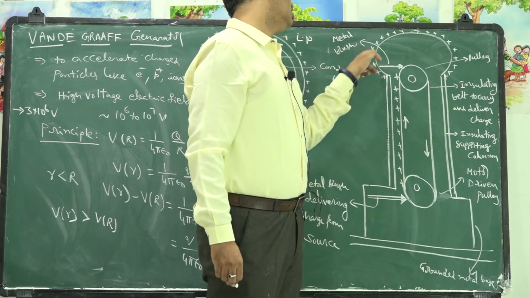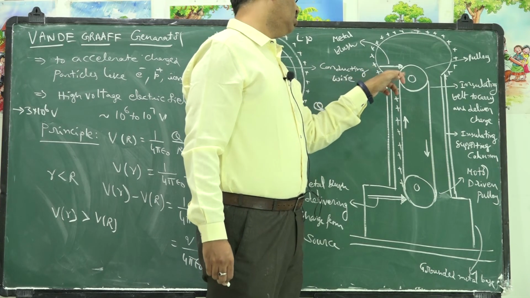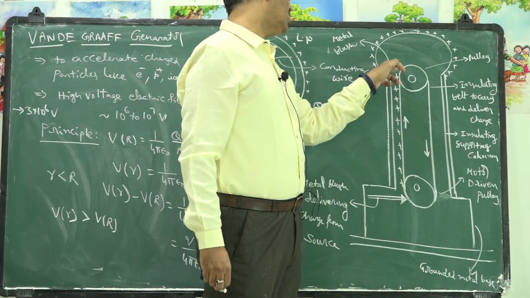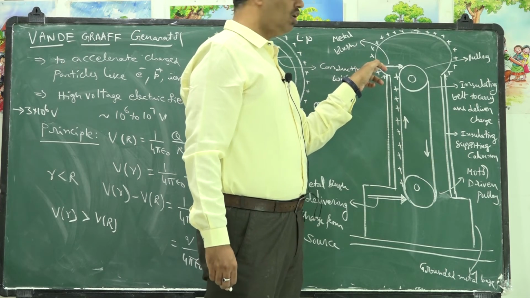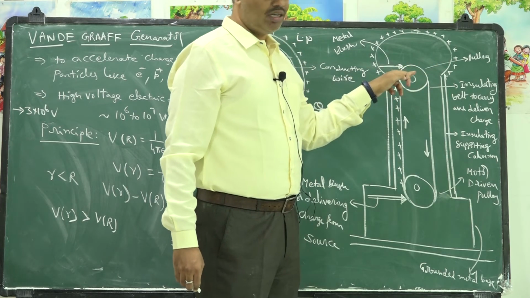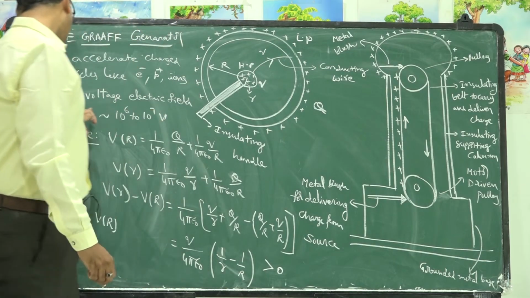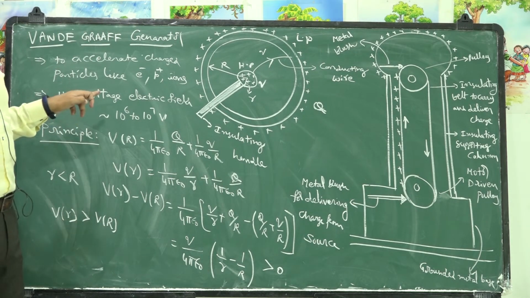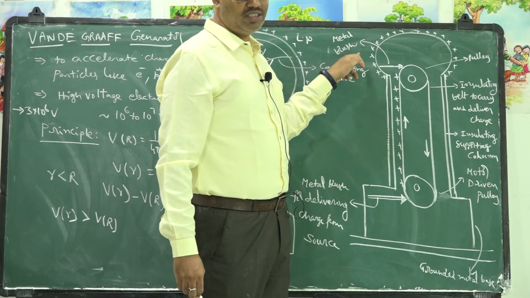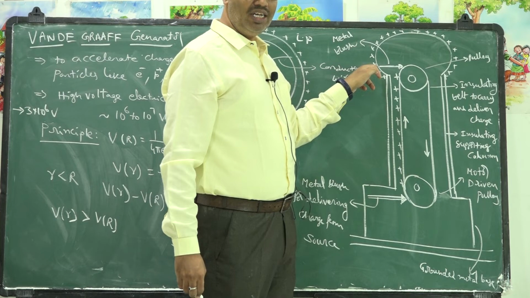As the spherical shell has a higher radius, the potential is less. Whatever charge is brought up to here will be transferred onto the outer shell, and the potential on the outer shell keeps on increasing. Its value increases to almost the order of 3 into 10 power 6 volts, such that breakdown of air takes place.